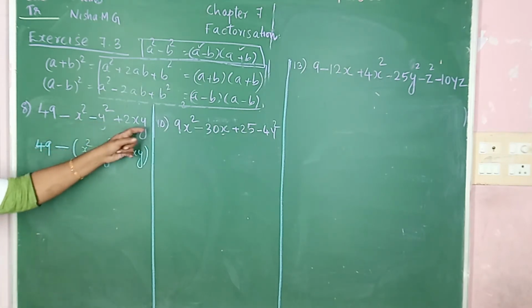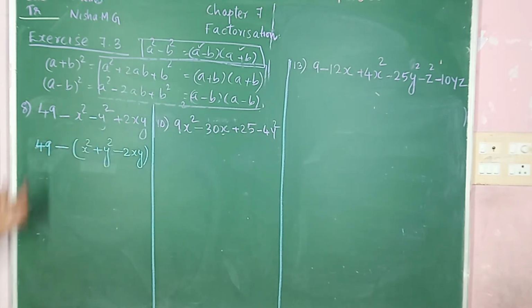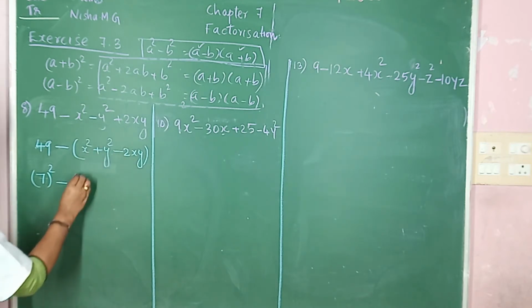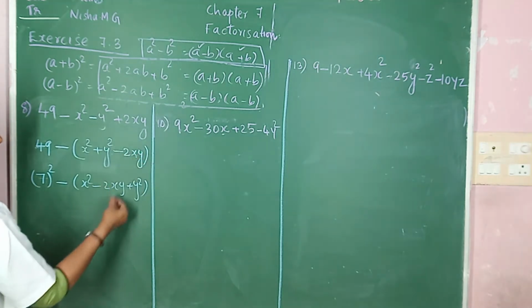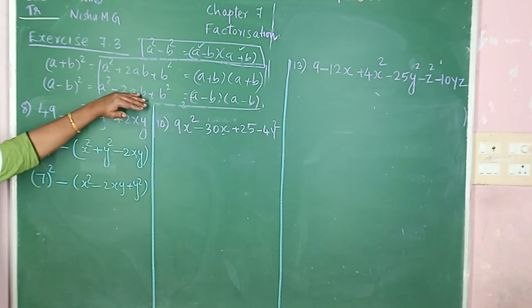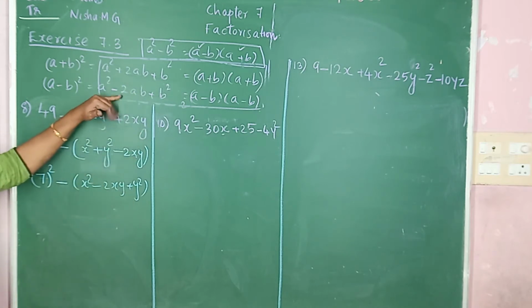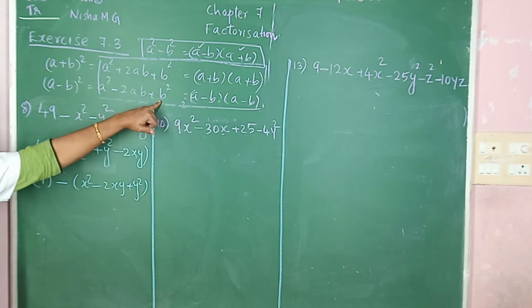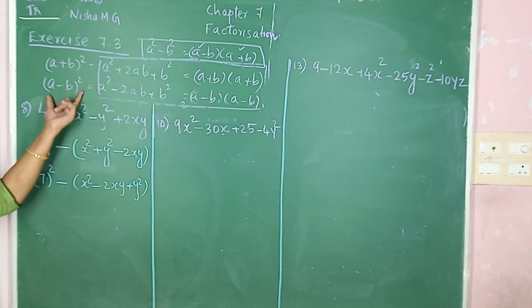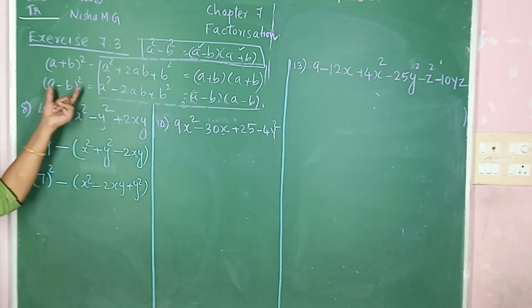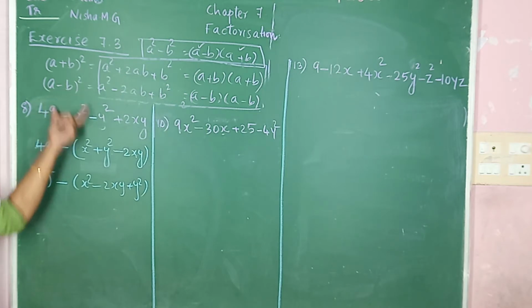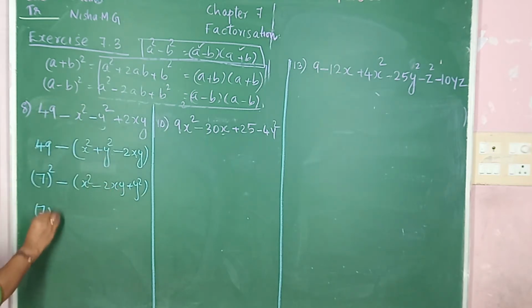Take the negative sign out of these 3 terms. 49, it's a square, can be written as 7 square. Clear, children? Minus, just rearrange: x square minus 2xy plus y square, with negative 2xy in the middle. Compare with this identity: a square minus 2ab plus b square. What is the result? A minus b the whole square. Here it is x and y. So x square minus 2xy plus y square changes to x minus y whole square. Okay, 7 square, no change.